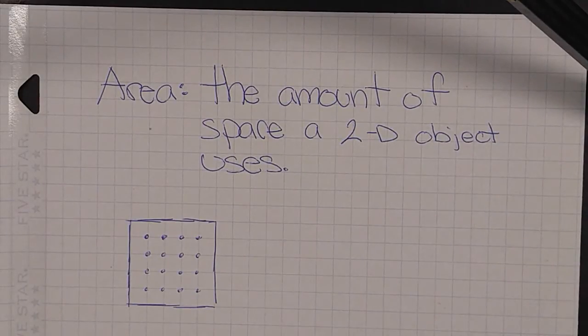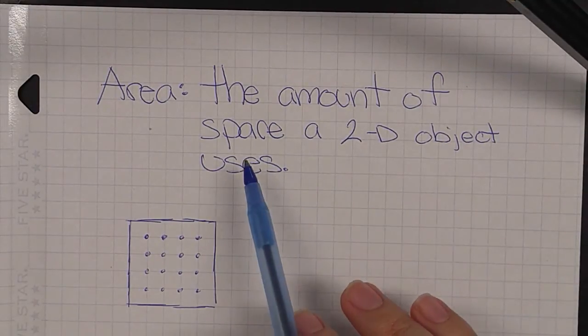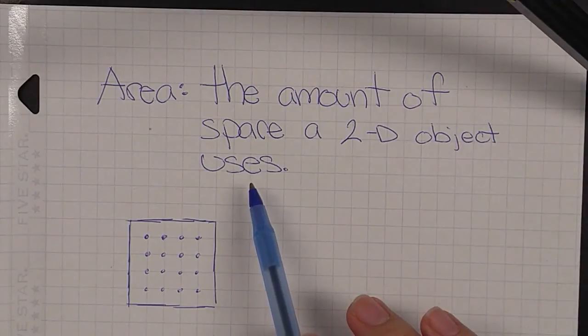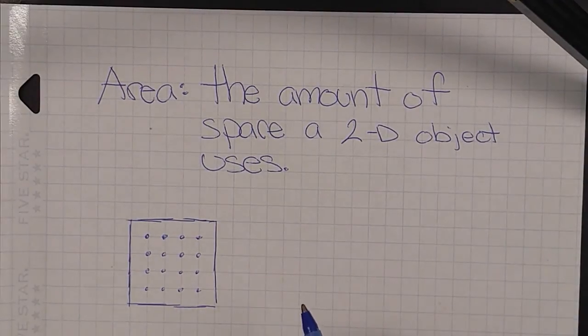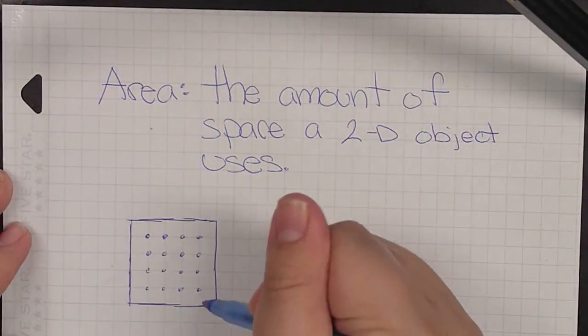Today we're going to explore the concept of area. Now, area, the definition in Old Latin just happens to mean vacant ground, right? But in math, we actually know it as the amount of space a 2D object uses. Now, I say 2D object because in a 3D object, we're no longer talking about area, we're actually talking about volume. But this is a 2D object, okay?